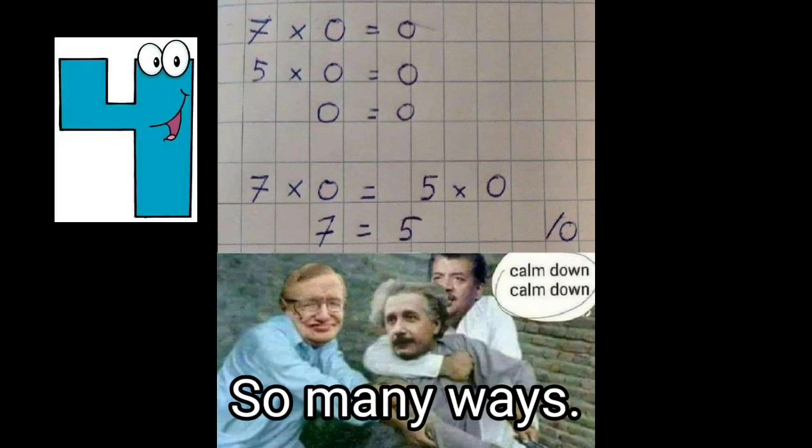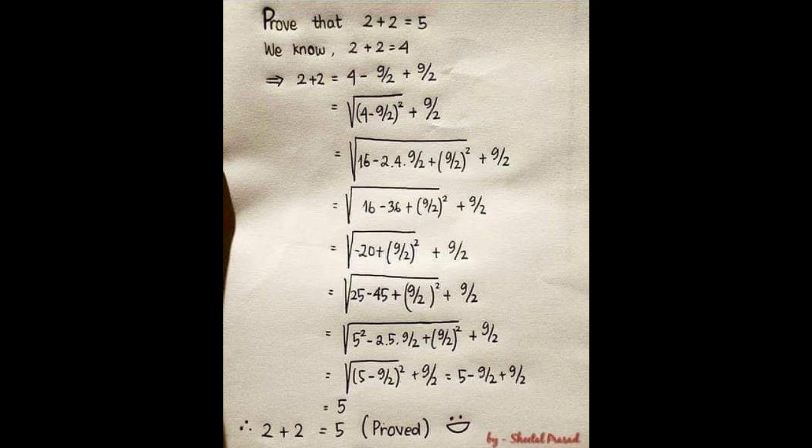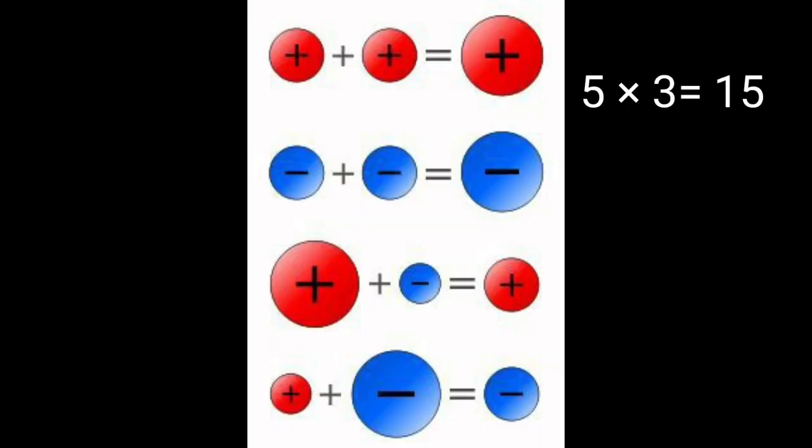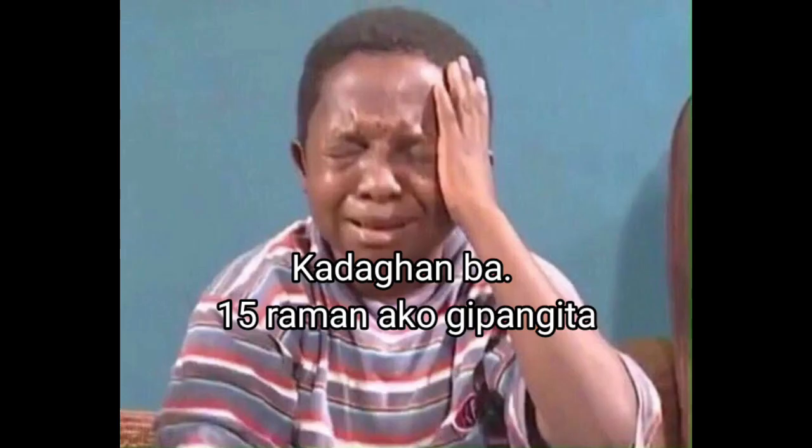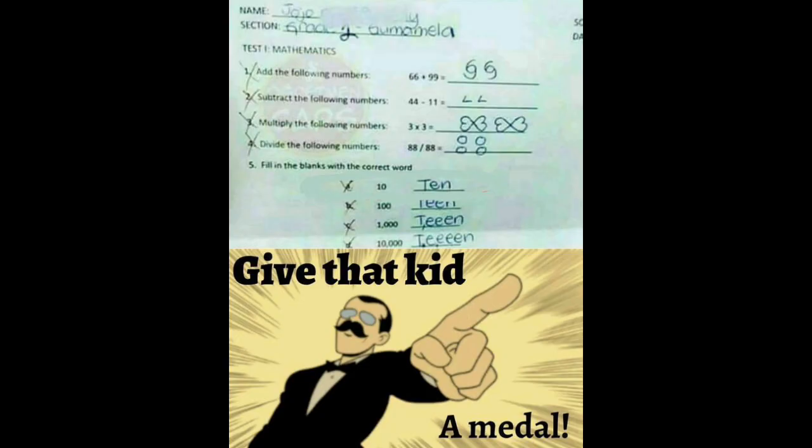Number 4, so many different methods for a simple calculation. For instance, 5 times 3 is equal to 15. 20 minus 5, we have 15. And 10 plus 5 is equal to 15 again. These different methods bring confusion and questions to the minds of students. There are so many methods of solving simple math sums at every stage of schooling.